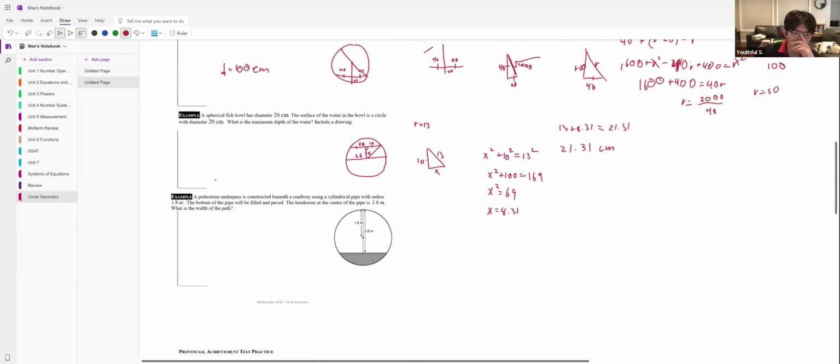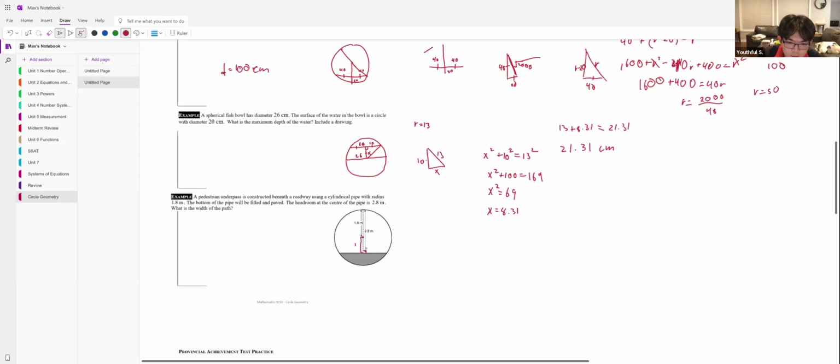A pedestrian underpass is constructed beneath a roadway using a cylindrical pipe with radius 1.8 meters. The bottom of the pipe will be filled and paved. The headroom at the center of the pipe is 2.8 meters. What is the width of the path? Okay. So in total, this is 2.8 meters. So then we know that this length is going to be 1 meter.